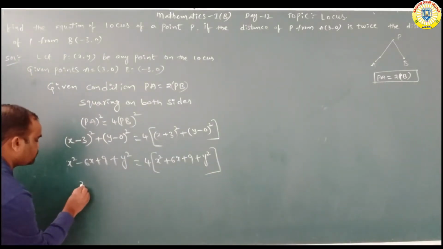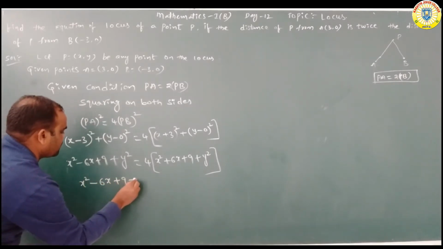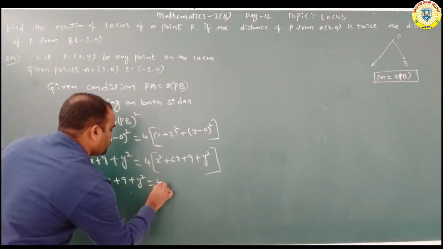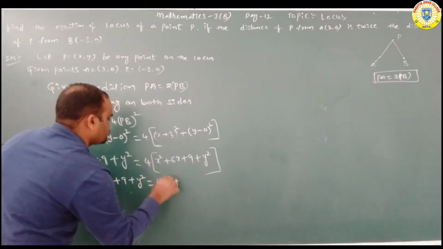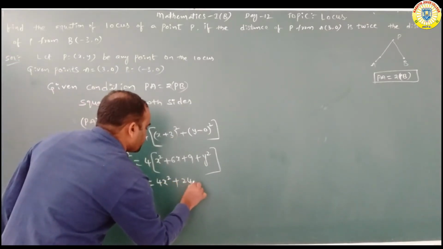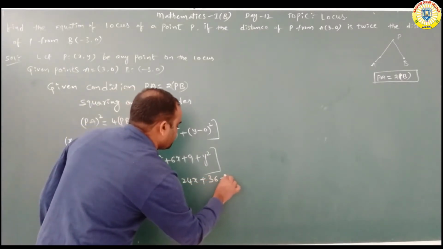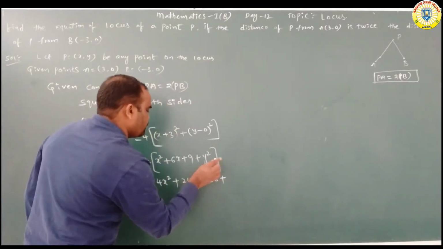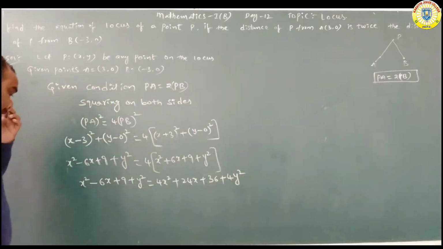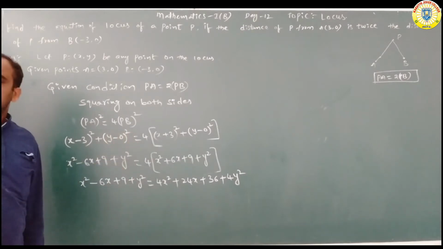See here, x square minus 6x plus 9 plus y square is equal to 4 into x square, 4x square, 4 into 6, 24x, plus 4 into 9, 36, plus 4 into y square, 4y square. Okay now? So now we are simplifying. So this total value we are taking to the right side.